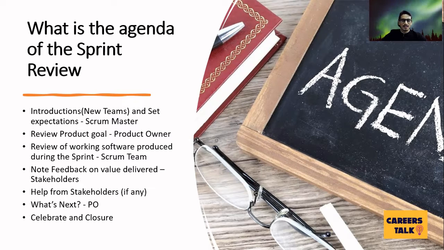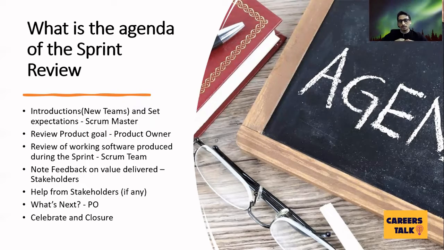So the agenda is to introduce, if it's a new team that was formed recently and is just kicking off their agile transformation in their projects, the new team. The Scrum Master introduces the new team and sets expectations. And why do we hold the sprint review?